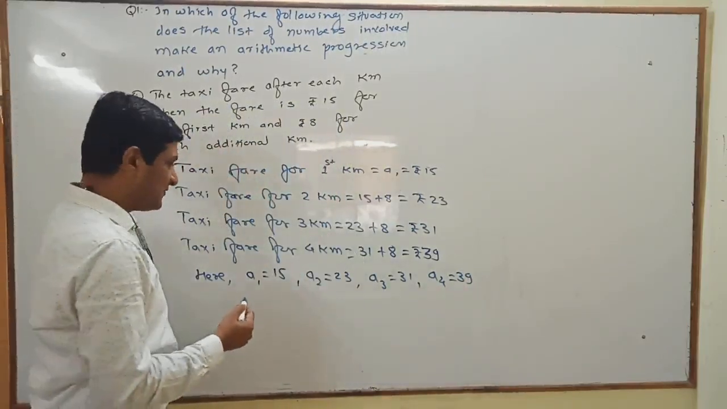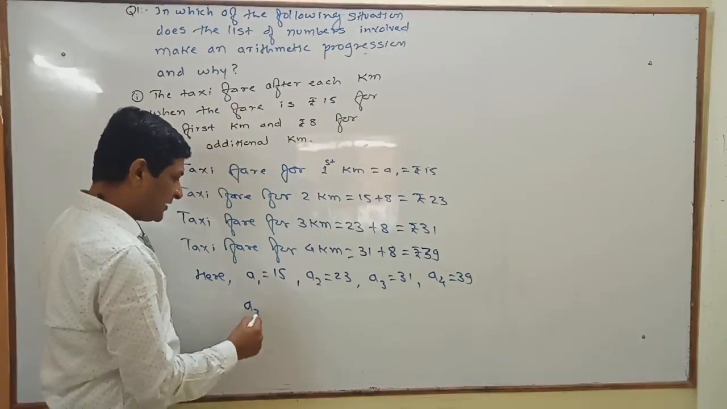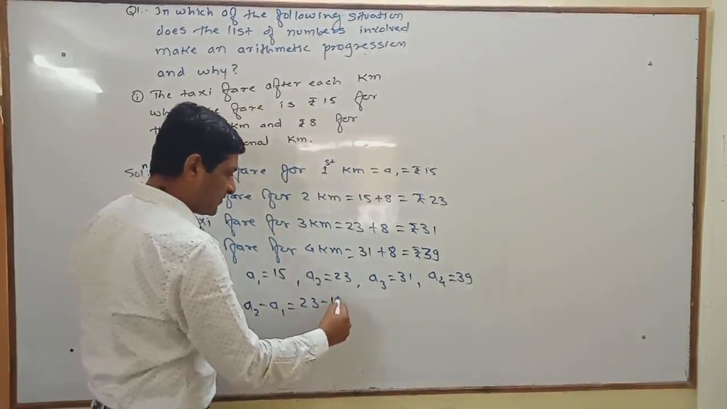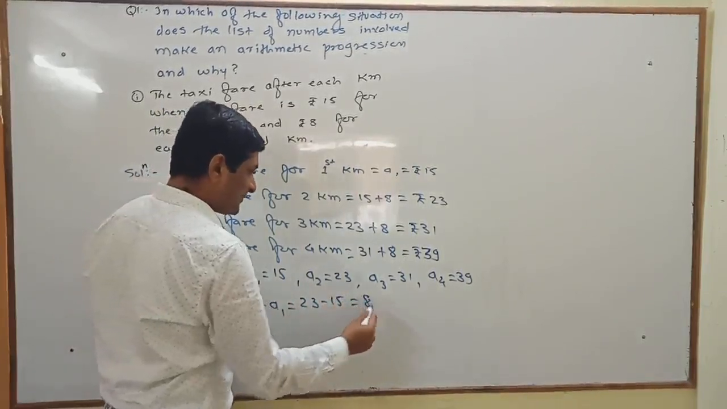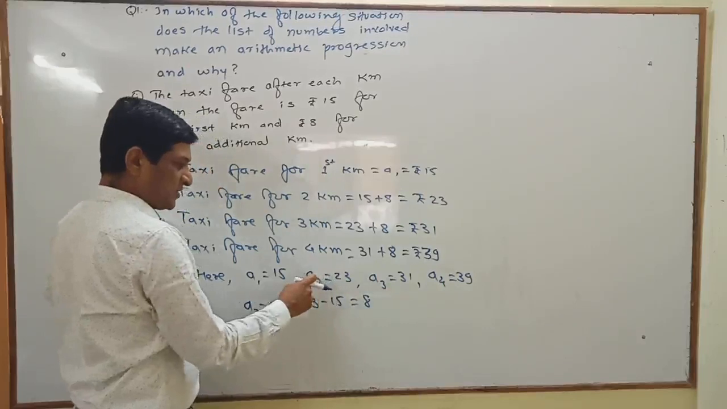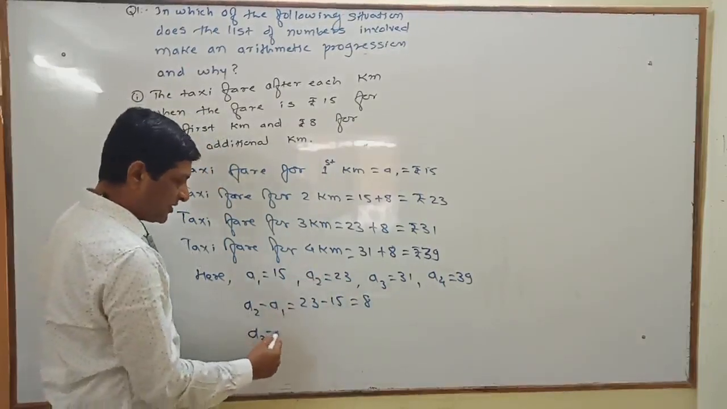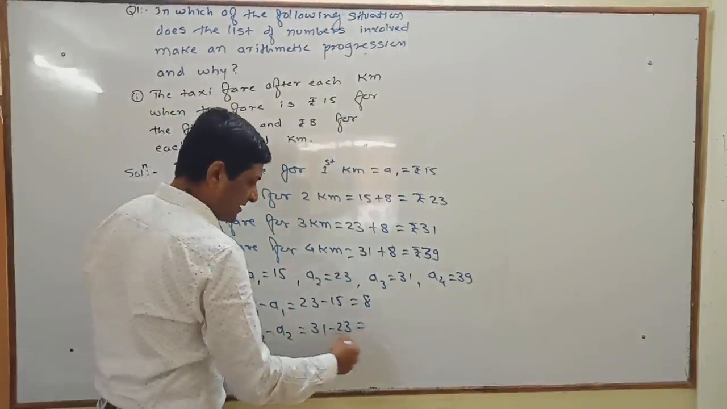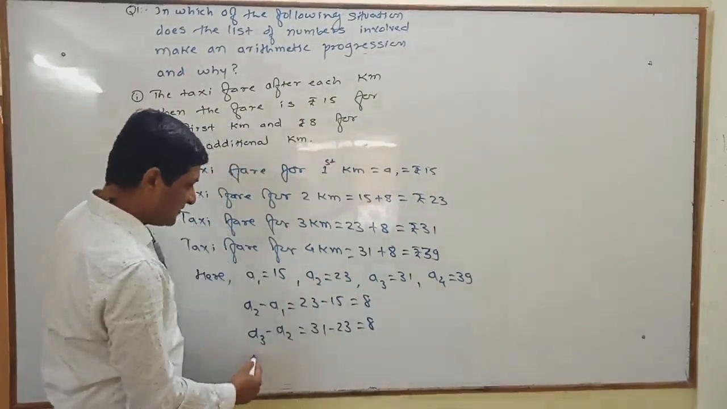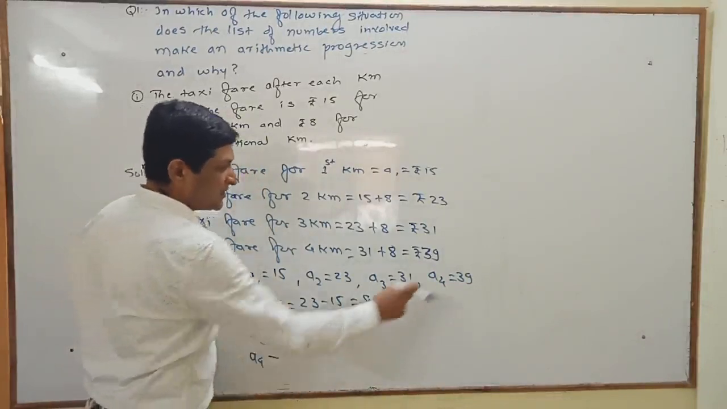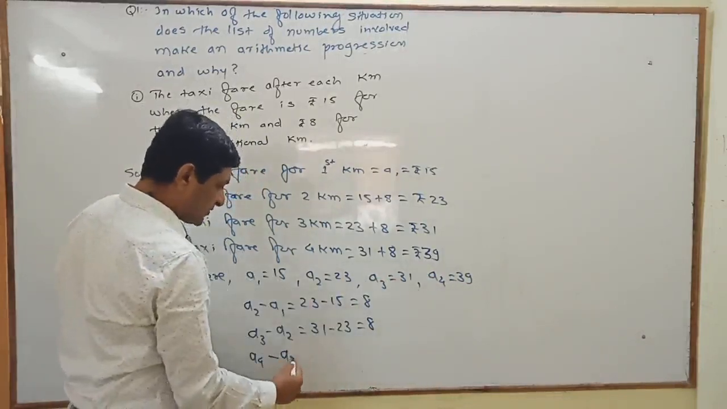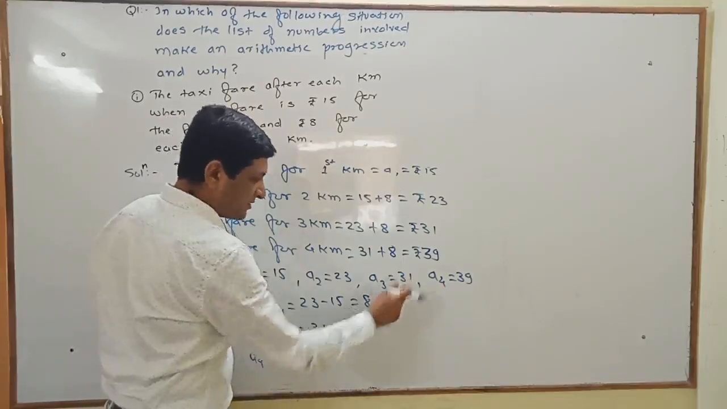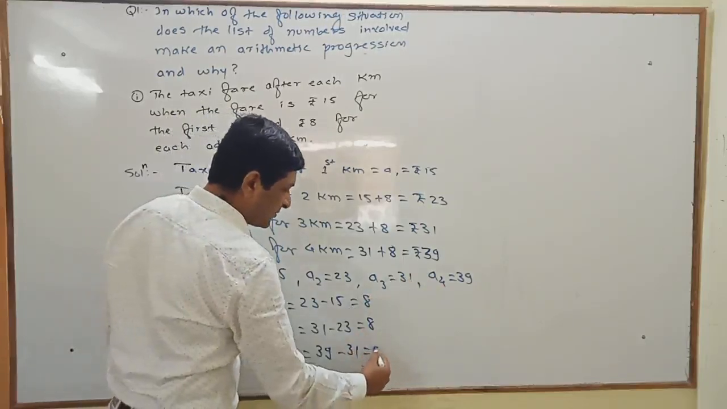Now check whether the difference is constant or not. A2 minus A1 means 23 minus 15 is equal to 8. Now find the difference of A3 with its previous term A2. A3 minus A2 is equal to 31 minus 23, and here also the difference is 8. Then find the difference of A4 with its previous term A3. A4 is 39 minus A3, which is 31, which is equal to 8.